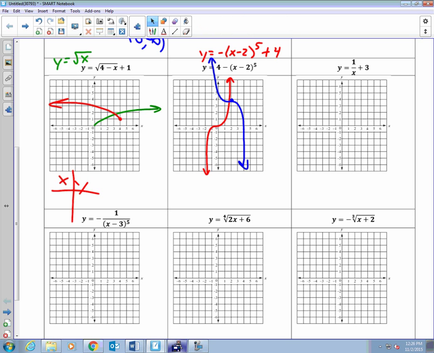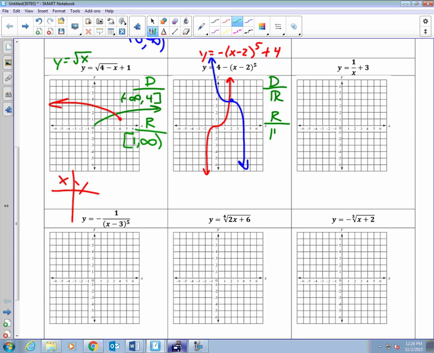Oh, forgot to do domain and range. Sorry, my allergies are getting the best of me here. For the red one, what's the domain for that one? Negative infinity to 4, bracket, and then range from 1 to infinity. Next one, domain. All reals. Range, all reals.